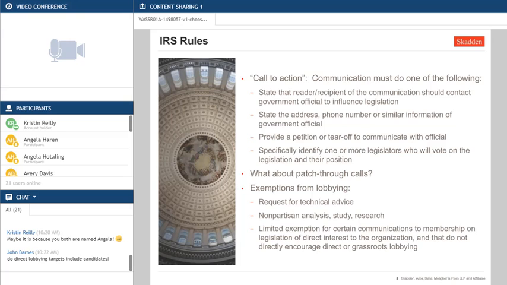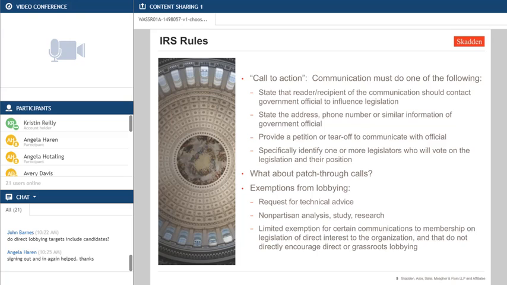So the IRS is still going to look for, if you've done some grassroots, the same stuff. Does it refer to and reflect a view on legislation? Does it have a call to action? Things like that. And if you're doing direct lobbying, the same. So the same body of law is going to apply regardless of which test you've selected.